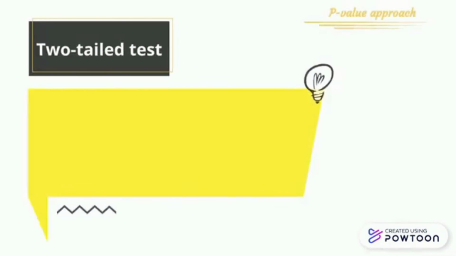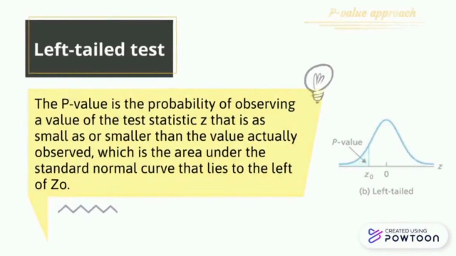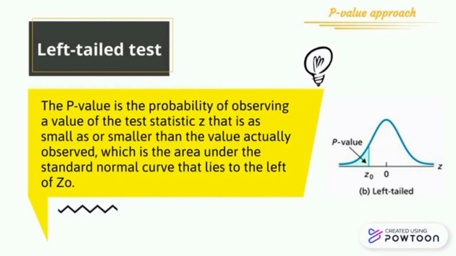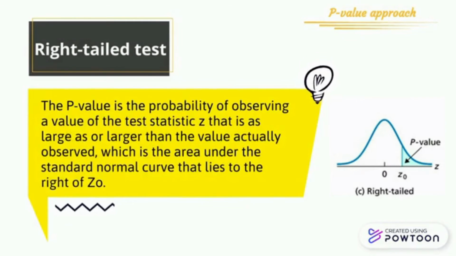For two-tailed tests, the p-value is the probability of observing a value of the test statistic z, which is the area under the standard normal curve that lies outside the interval from negative z0 to z0. For left-tailed tests, the p-value is the area under the standard normal curve that lies to the left of z0. For right-tailed tests, the p-value is the area under the standard normal curve that lies to the right of z0.